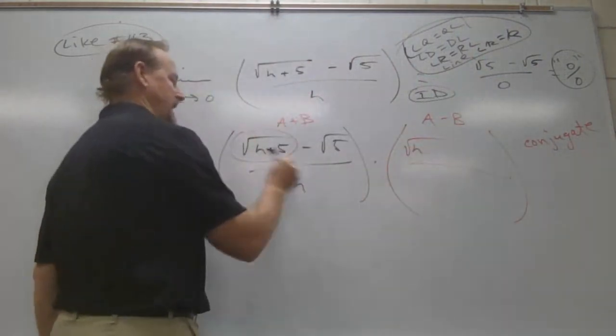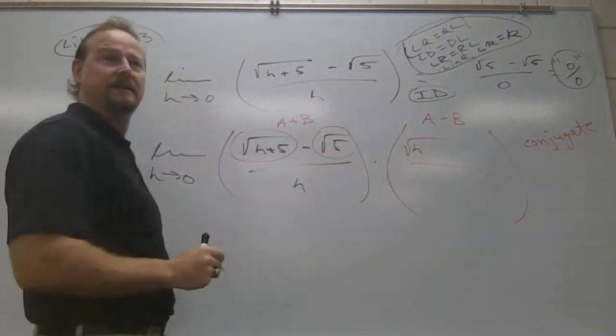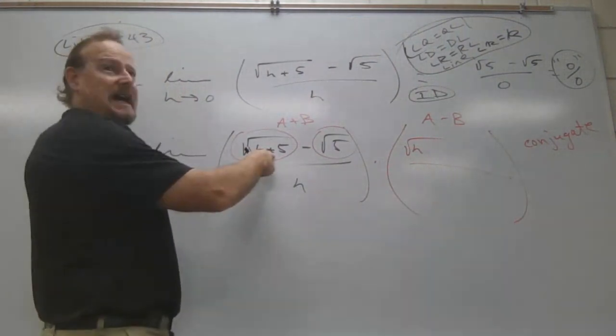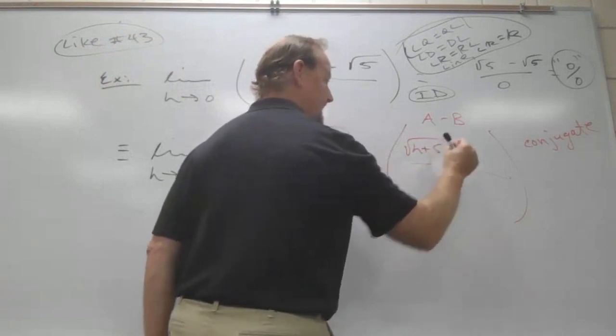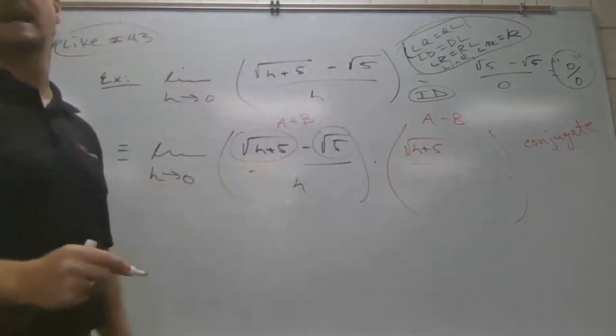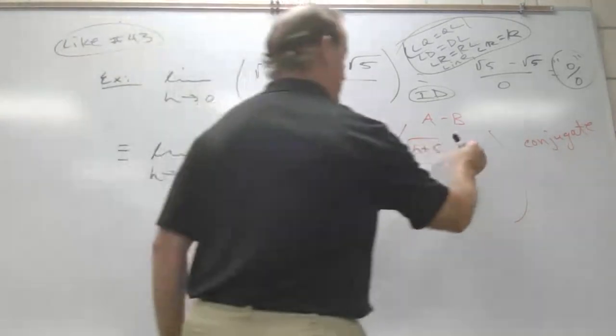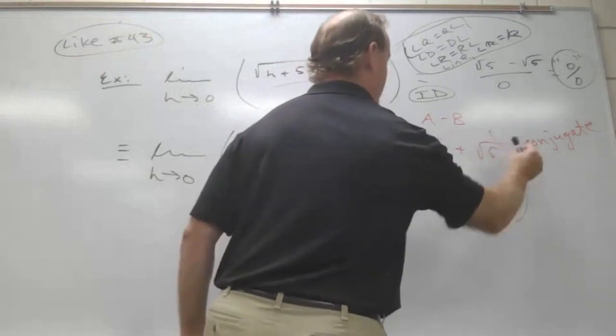By the way, the first term doesn't change. The second term doesn't change. So you're not putting a minus sign inside this h plus 5. That stays h plus 5. Does that make sense? The only thing you're changing is the sign in between. So this is going to be a plus square root of 5.